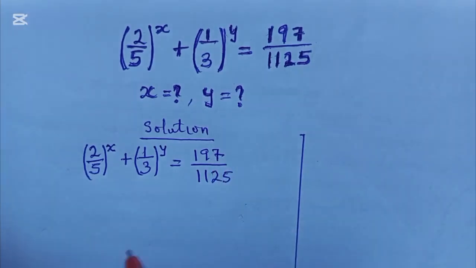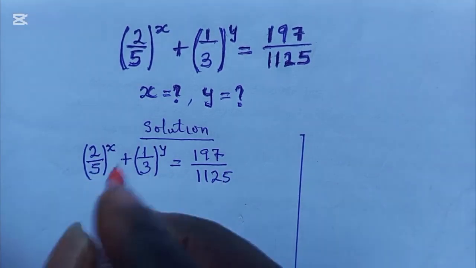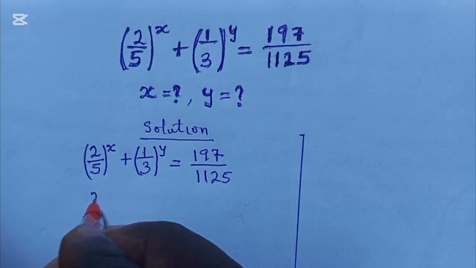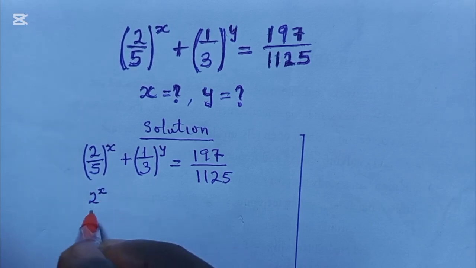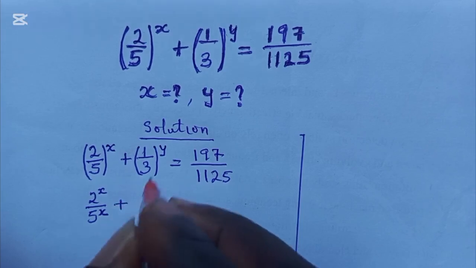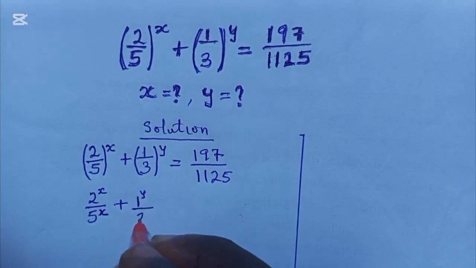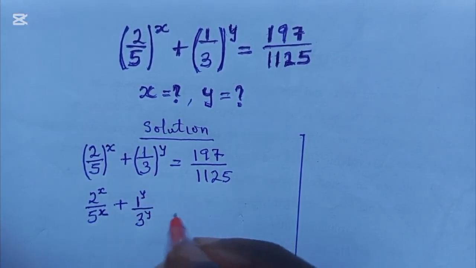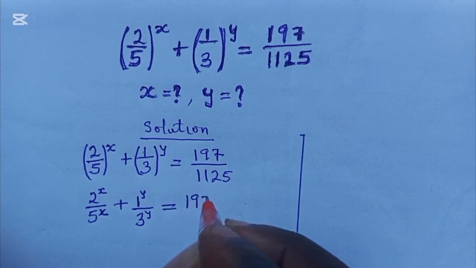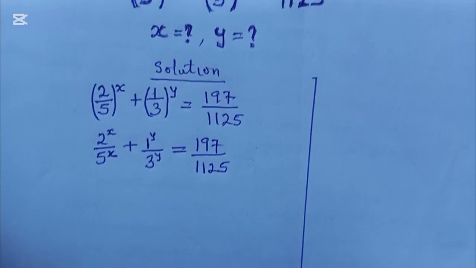So we can share the index to the fraction. By doing that, we have 2^x / 5^x + 1^y / 3^y = 197/1125. So what do we do next?